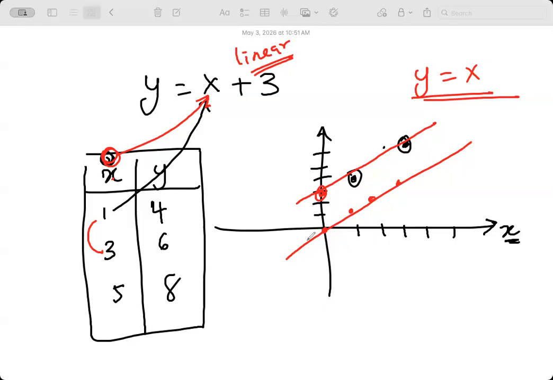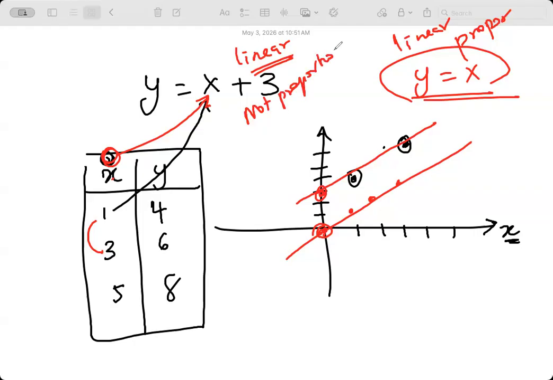Basically, this line passes through the origin. A proportional relationship passes through the origin. The non-proportional relationship does not pass through the origin, though both are linear relationships. This is also linear, that is also linear. But this is proportional, this is not proportional. You got it? You understood, right? Yeah, but this comes in 7th grade though.